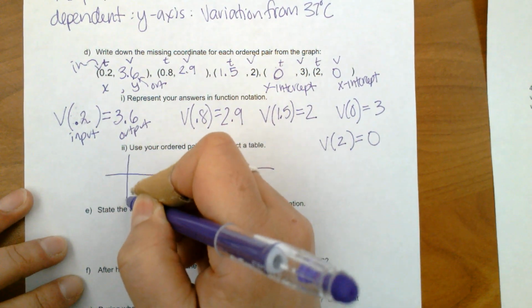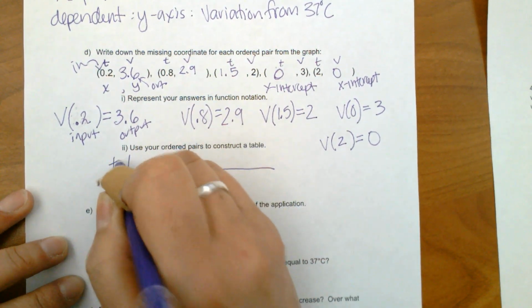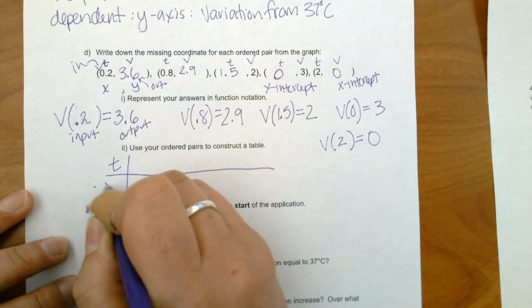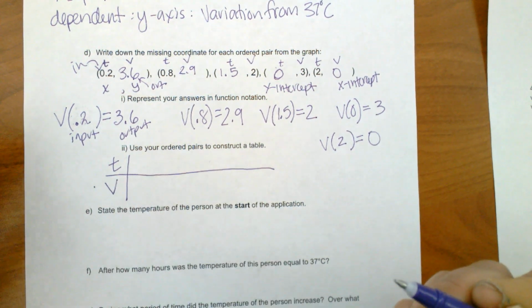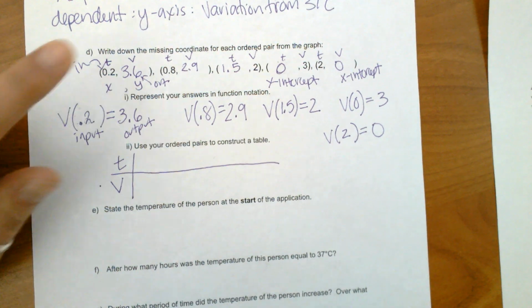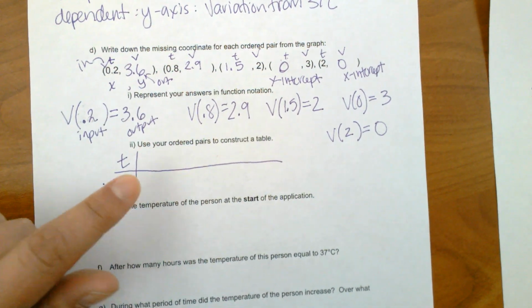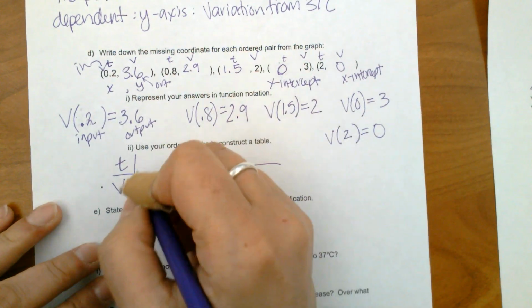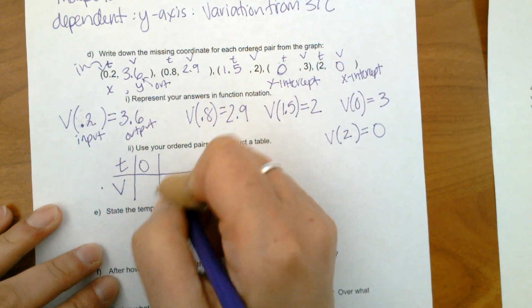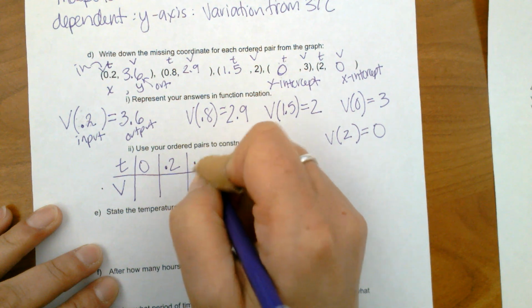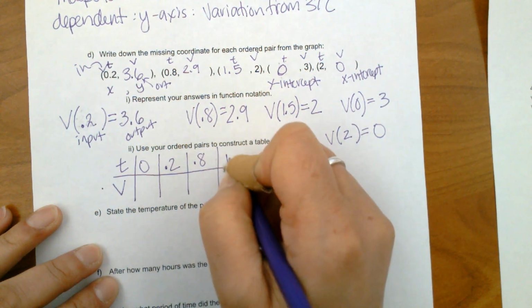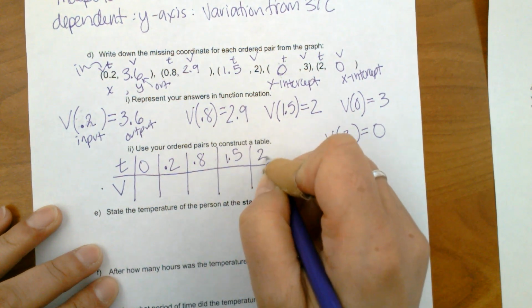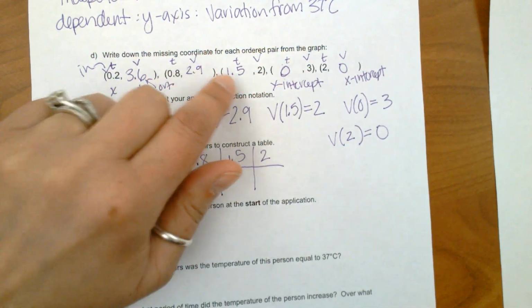Use your ordered pairs to construct a table. I'm going to construct a horizontal table. This is going to be T. This is going to be V. And so let's write down what we have. Now, be careful because in a table, we need to put the T's in order. So our t, the lowest one is 0. Then we have 0.2, 0.8, 1.5, and 2. You have to put these in order.